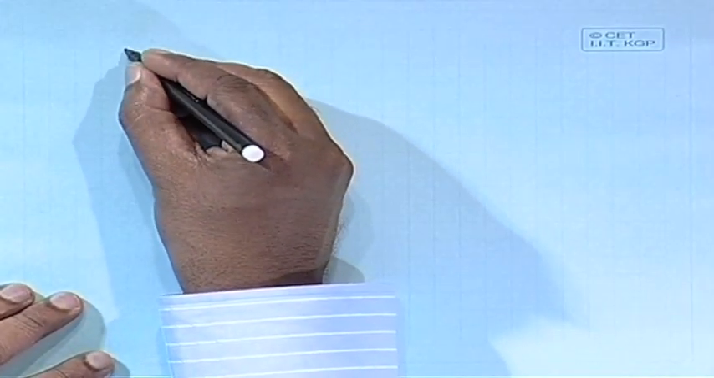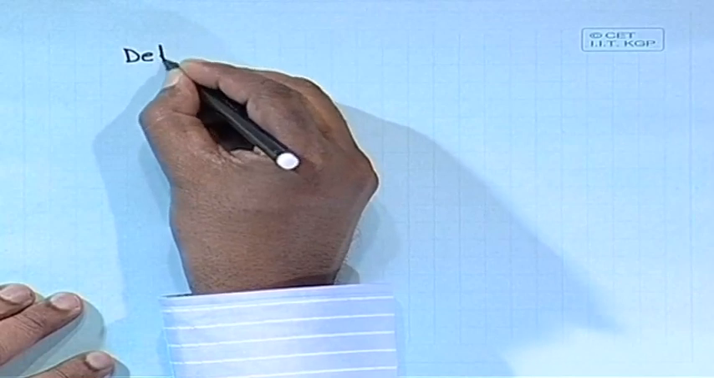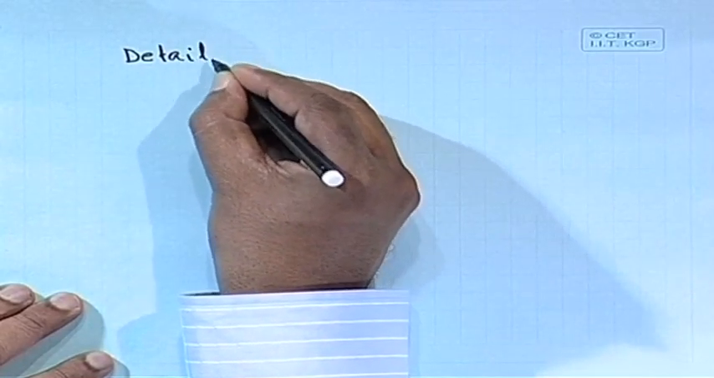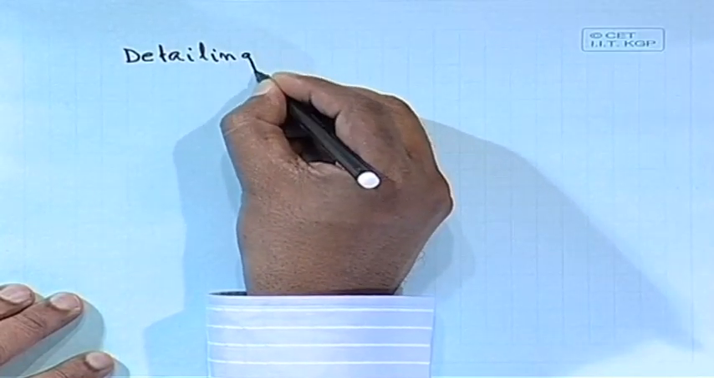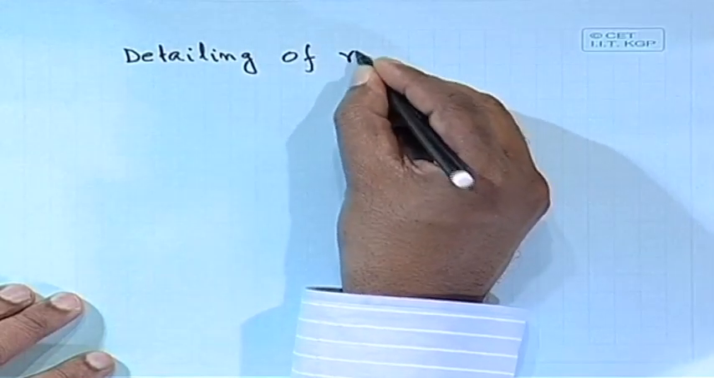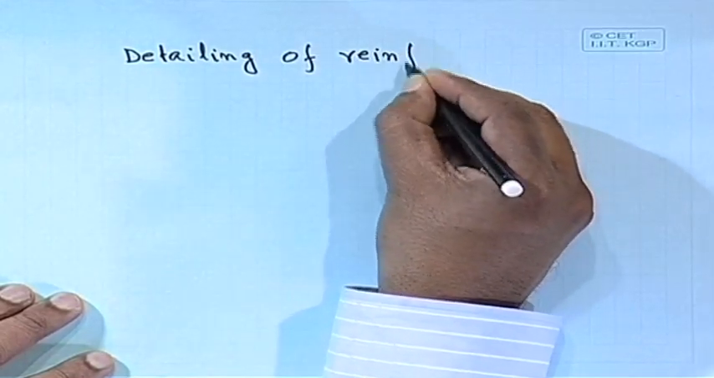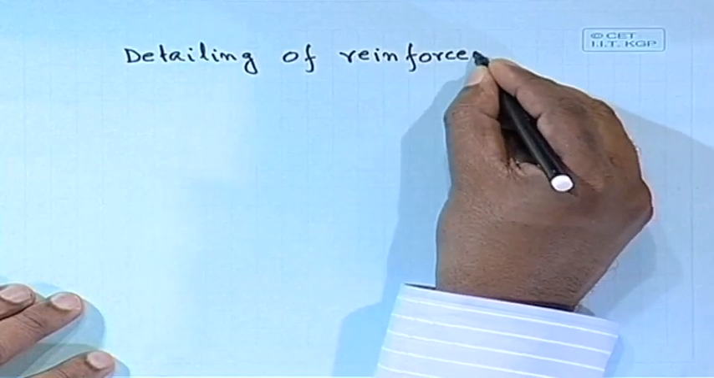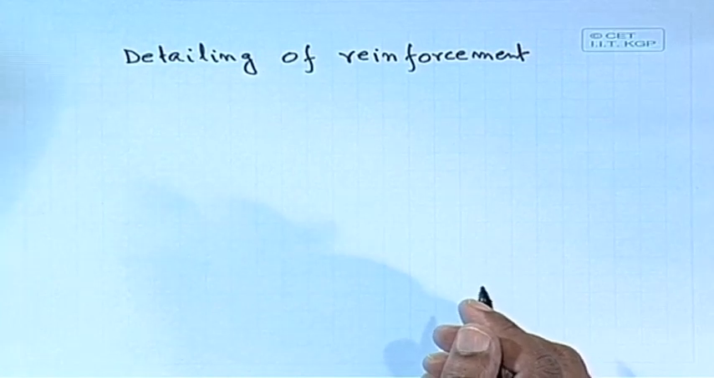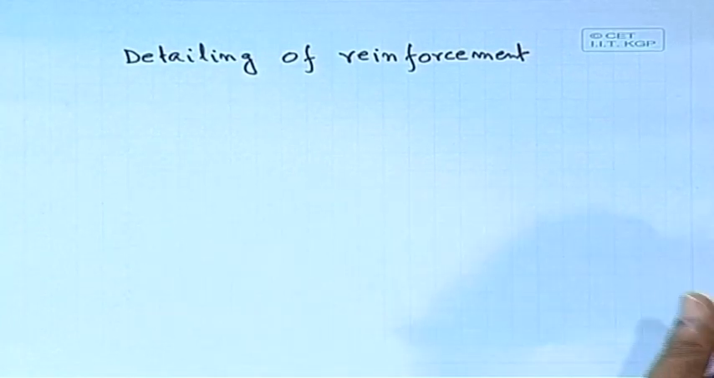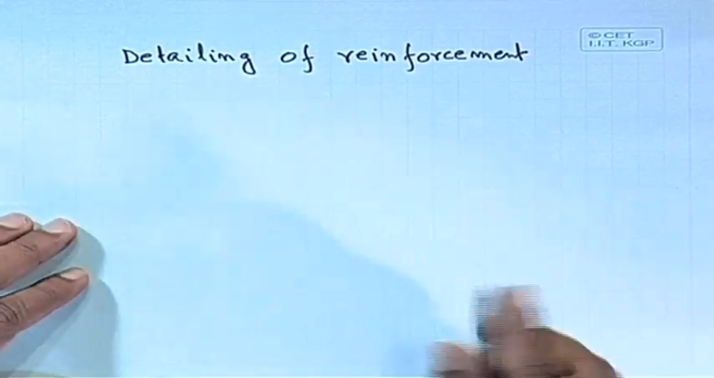But anyway, now let us come back to the problem, a few things before starting the example problem. Let us start with the detailing, because last class I have not finished that part. So, detailing of reinforcement, that is very, very important. I shall just simply tell you very few things which we should know.